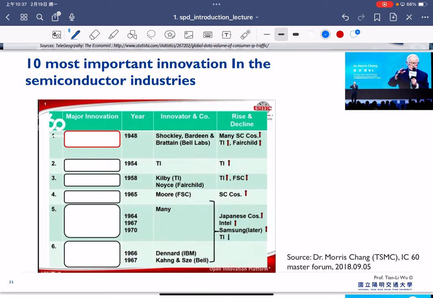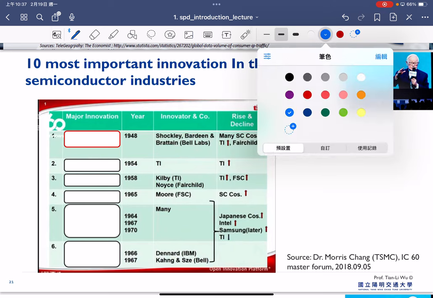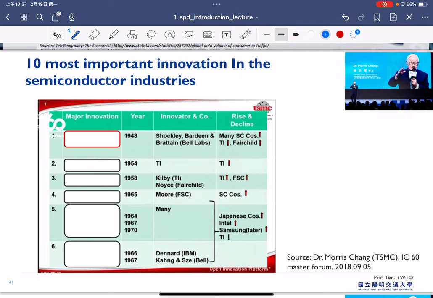So if you look at the summary from his perspective, I think that for sure the first important one is definitely the transistor. The transistor came up in 1948 from Shockley, Bardeen, and Brattain at Bell Lab. That was the moment that people started to find out that we can make this kind of device that shows interesting electrical characteristics.